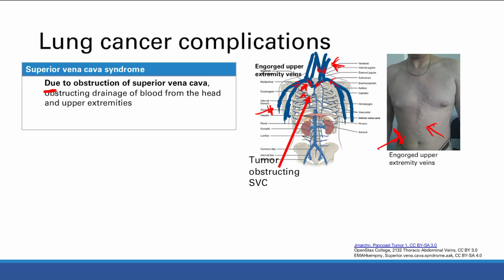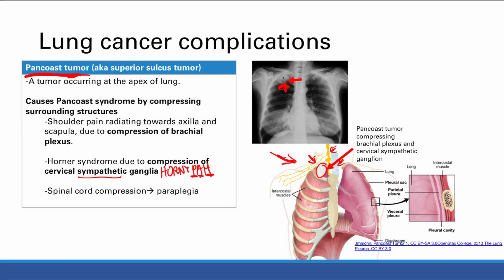So that's it for our overview of the tumors of the pleura. That's the mesothelioma, and lung tumors. Remember that we divide them histologically, and then we overview the lung cancer complications, including compression of the superior vena cava, leading to all this dilation and edema. And then you can also have the Pancoast tumor from blockage of the brachial plexus, cervical sympathetic ganglion, and the spinal cord. So that's it for lung cancer.